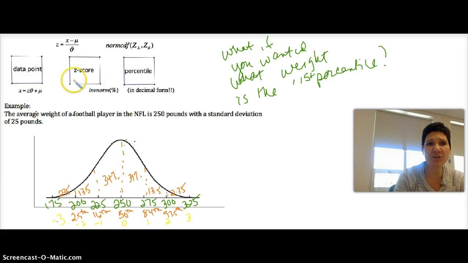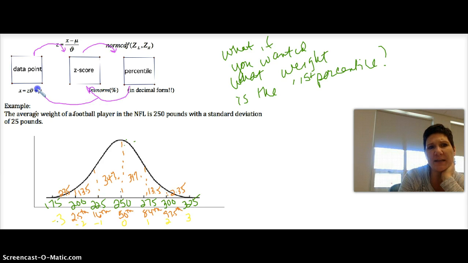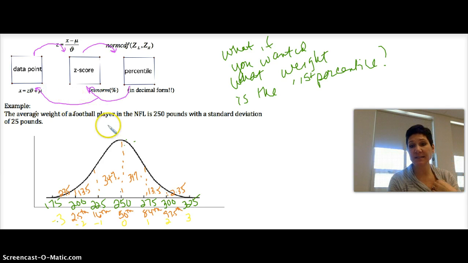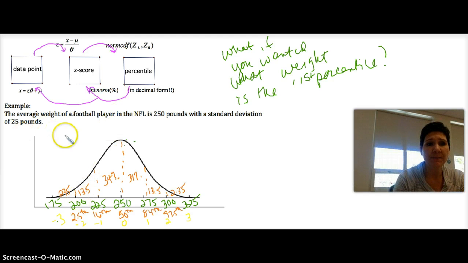So we should know how to go from here to here, but I'm going to show you how to go from percentile to z-score to data point, because it's all a process of how you get from somewhere to another. You're going from here to here. It's showing you that you have to pass through certain places to get to others, which I think is important. So let's start with this problem.